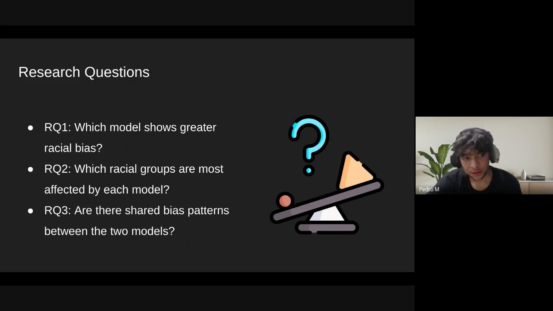So here are our research questions. Which model shows greater racial bias? Which racial groups are most negatively impacted by each model? And are there common patterns of bias shared between those two models?